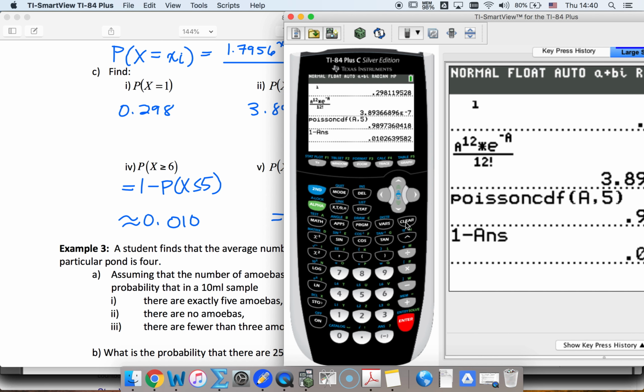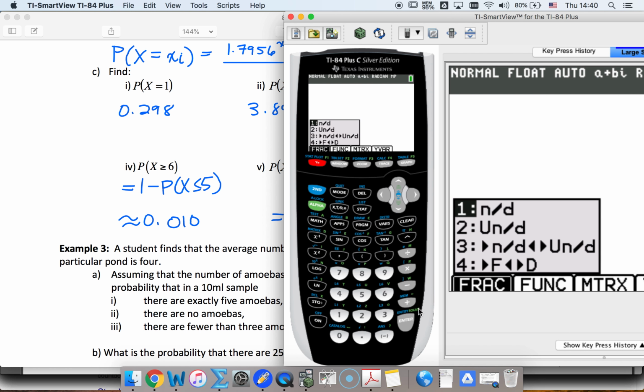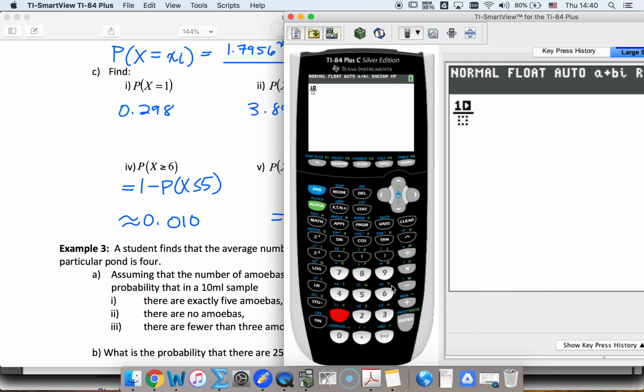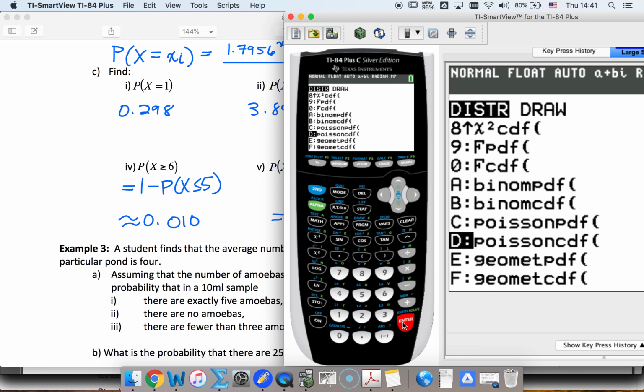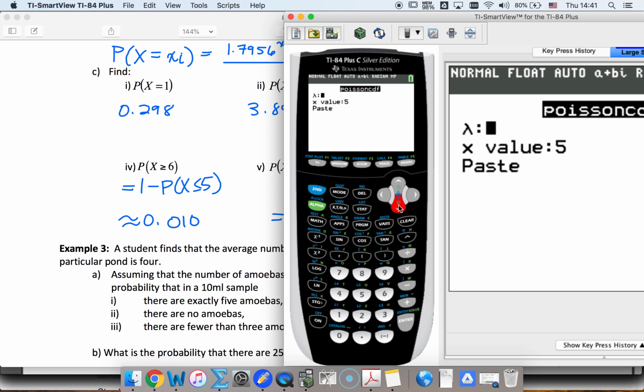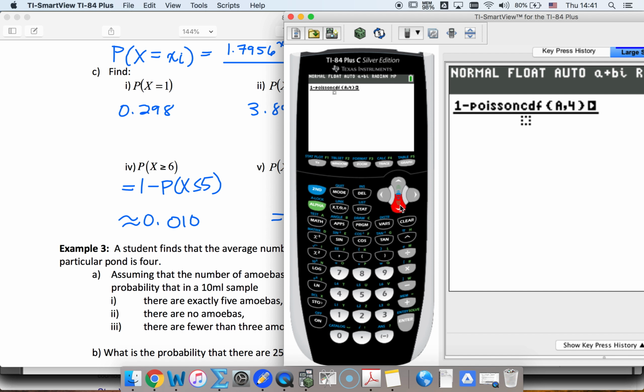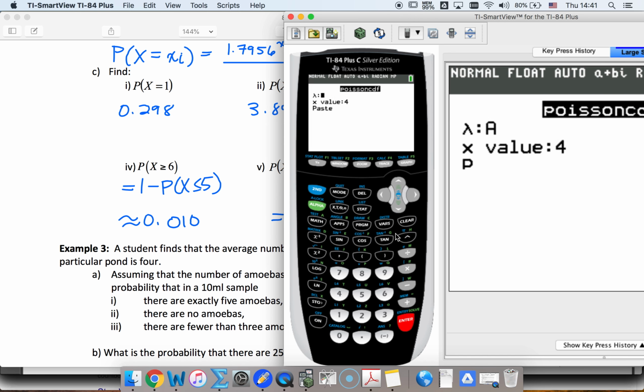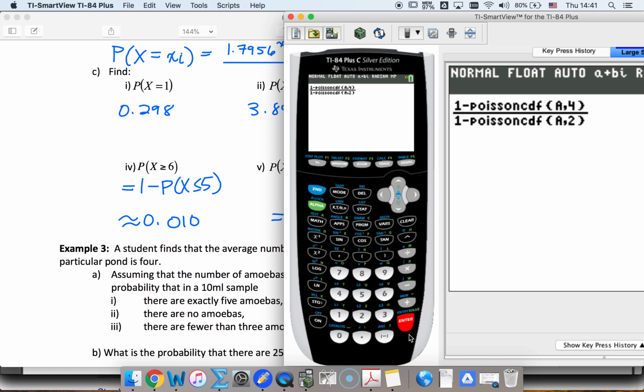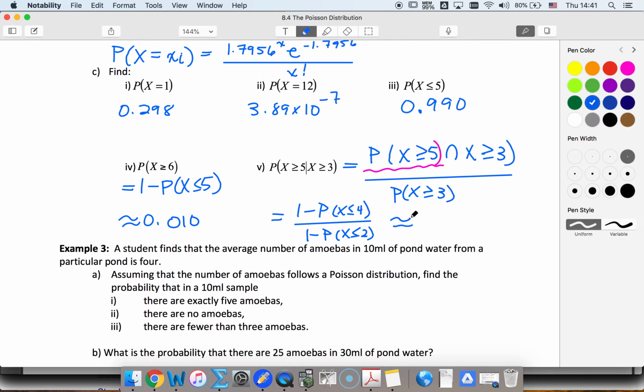So I'm going to come up here. I'm going to do it in a fraction. 1 minus my distribution, CDF. I've got my A again. This time I'm going to use 4. And then in my denominator, same idea. This time 2. And there we go. 0.135 is going to be my approximate probability.